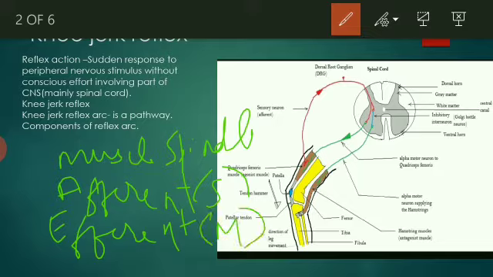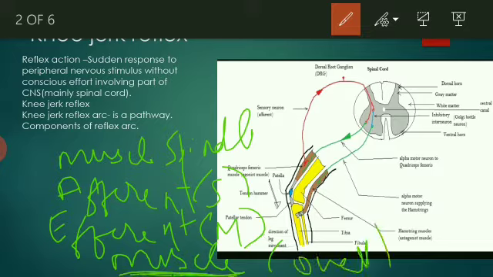The efferent neuron is also called the motor neuron, and it sends that impulse finally to the muscle called the quadriceps muscle. This muscle is also called the effector. The final action is brought about by the muscles. So because of contraction of the quadriceps muscles, the leg is going to move forward. So these are the components of the reflex arc. All the pathway in which the nerve impulse flows, those are the components of the reflex arc.